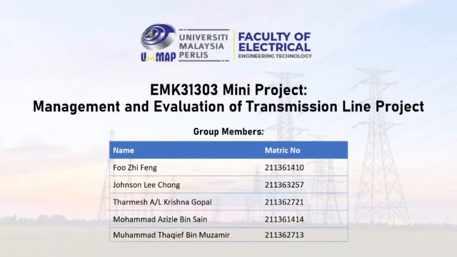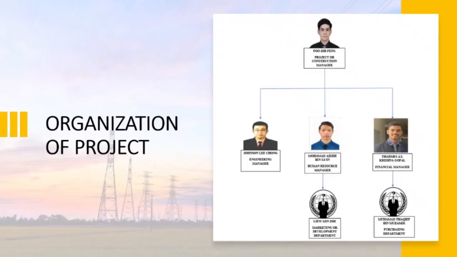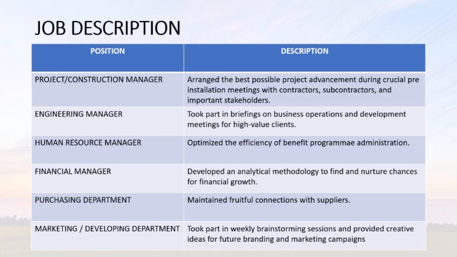Hi, my name is Muhammad Azizi bin Sain, matric number 211361414. I'm going to explain about the organization chart of this transmission line project. As you can see, this project is led by Fu Zifeng as our project and construction manager. He is responsible to arrange the best possible project advancement during crucial pre-installation meetings with contractors, subcontractors and important stakeholders.